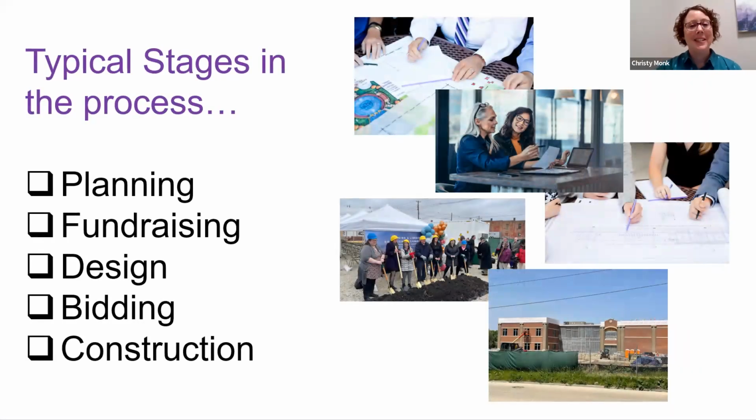Gregg, take us through typical stages of the process. So typical stages is such a relative term because every single project is going to have its own path moving forward. But these are really the highlights of things that you will encounter one way or another as you go through your process. So the first one being planning. Essentially, this is starting with your space needs and making sure that you have all of the information you need to know what the community wants and needs in its library.